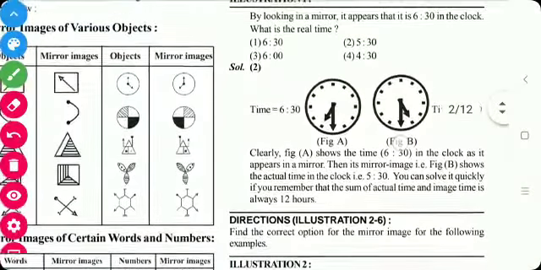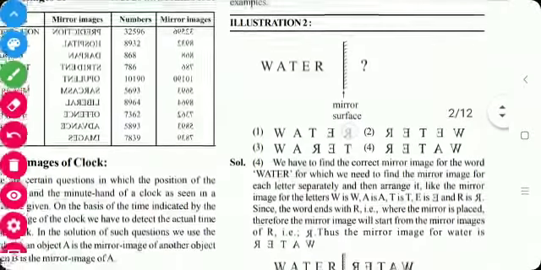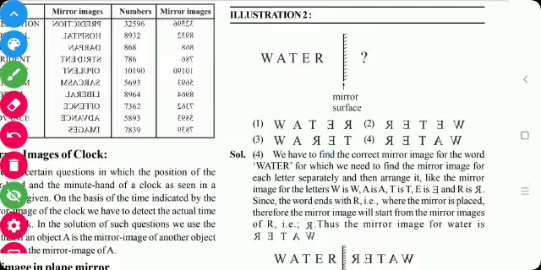See here, this is the figure and the time is 6:30. So it shows the time 5:30 in the mirror image, as 12 minus 6:30 is 5:30. Then the mirror image of this word WATER is R E T A W. So this is the mirror image of this word water. It starts from R. So the answer is this, 4.